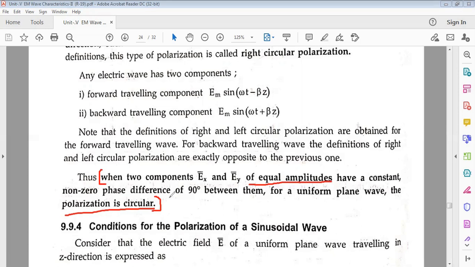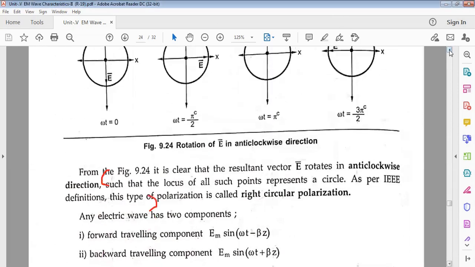But in the linear polarization, when the two components E_x bar and E_y bar, whether equal or unequal, are in phase, the phase difference is zero. For a uniform plane wave, the polarization is linear polarization. Remember this. These are the three definitions you have to write whenever they ask in part A, the simple definitions. Okay. And this is for the circular polarization definition, and for elliptical polarization.